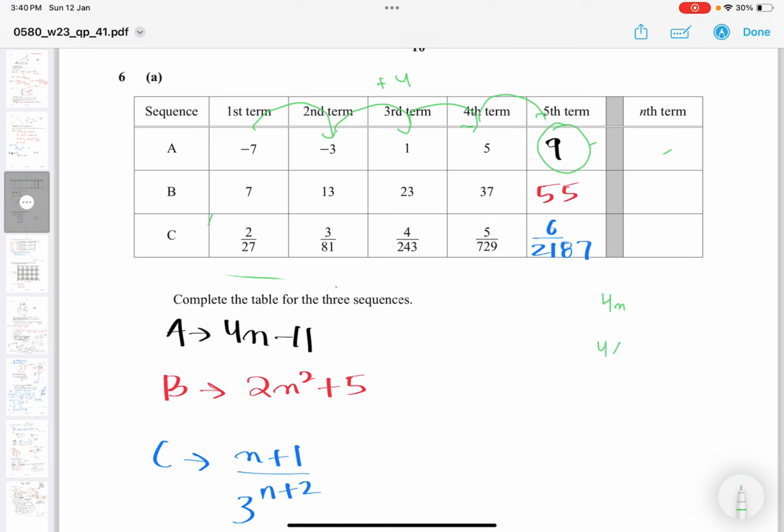So let us put 1 in place of n. That would be 4 times 1, that is 4. How can we make 4 into 7? By subtracting 11. So the nth term for it would be 4n minus 11.